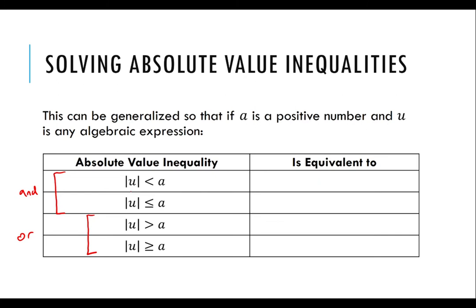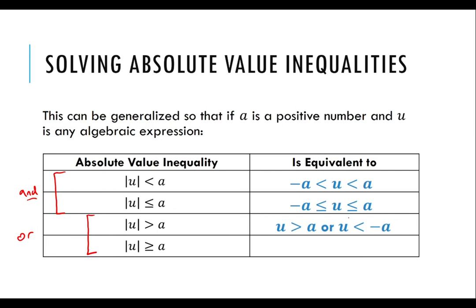And so if I break this up algebraically, the absolute value of some algebraic statement U being less than some number A is the same thing as -A less than U less than A. Similarly, if I have the absolute value of algebraic statement U less than or equal to A, that's going to be -A is less than or equal to U less than or equal to A. And so notice that we're really creating compound inequalities with an AND statement. Now for the next one, these are similar, but they're going to be OR statements. And so when I have the absolute value of some algebraic U greater than A, that's going to give me U is greater than A, or U is less than -A.